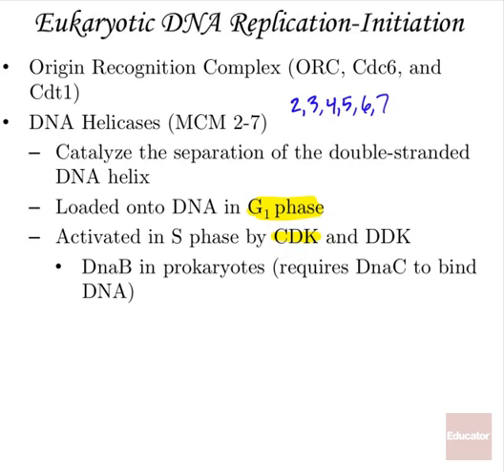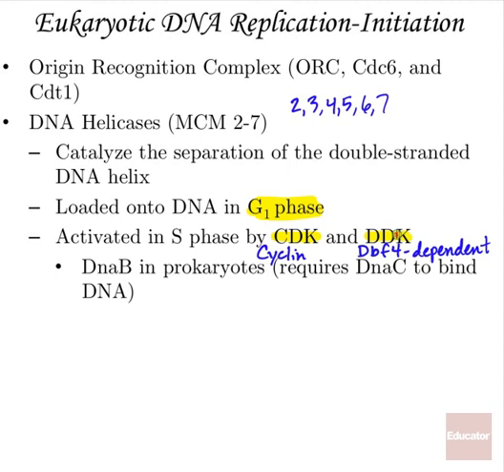Cyclin. And DDK, which is DBF4-dependent kinase. And once those are activated, once we get to S phase, then it will start opening up the helix. So remember, G1 gap phase, we're loading the helicases, but they're not active. Once they get activated in S phase, then we can go through DNA replication.